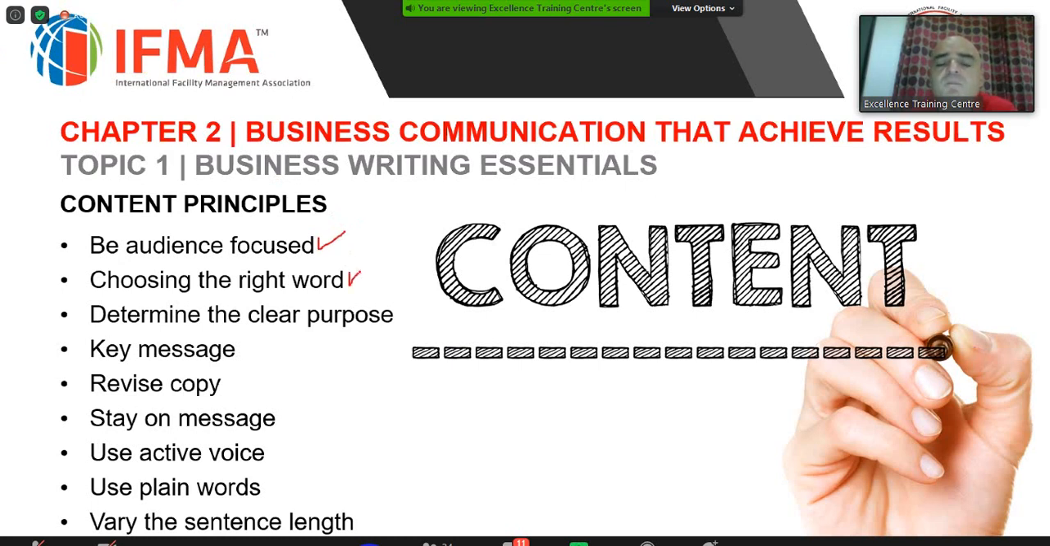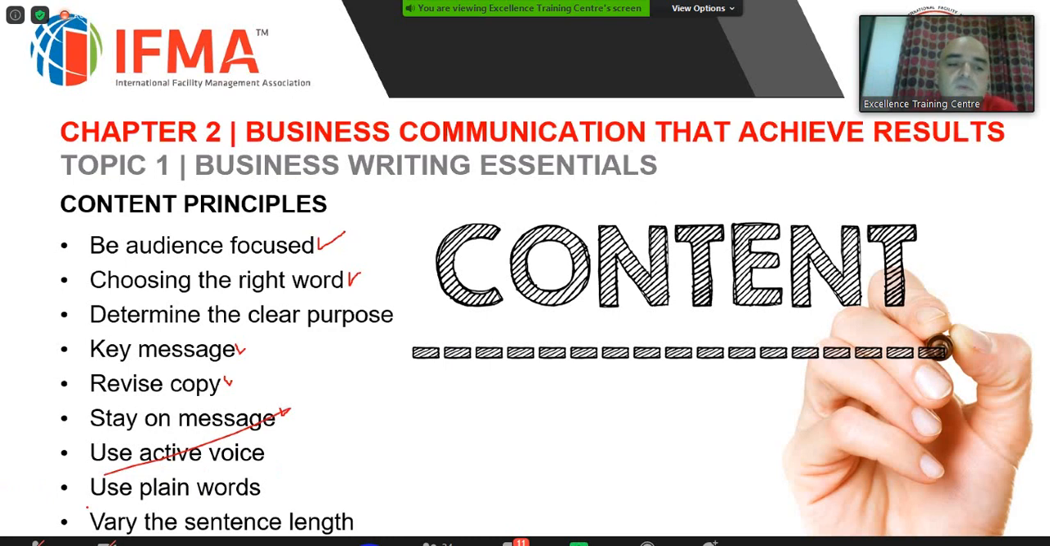Choosing the right word. Sometimes people are overly eloquent in the way they write or talk. They really don't simplify things. They think it's cool to use difficult words, but that can be a hindrance to communication if people don't understand your messages. Focus on the key message, revise, stay on message. Again, the 6 C's of communication: complete, concise, contextual, and so on. That also applies for writing.